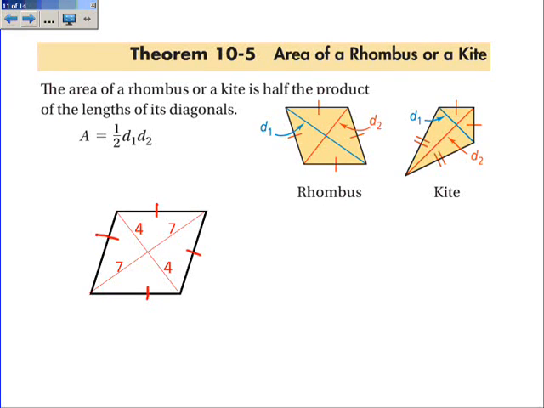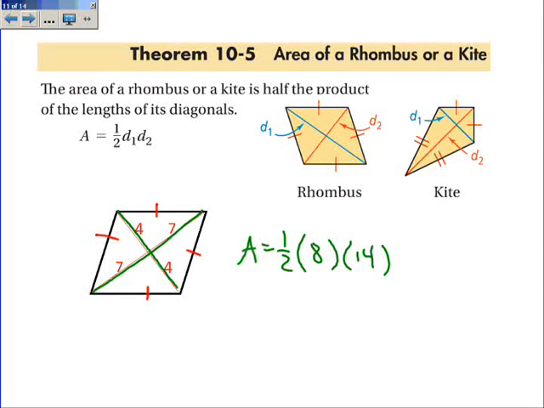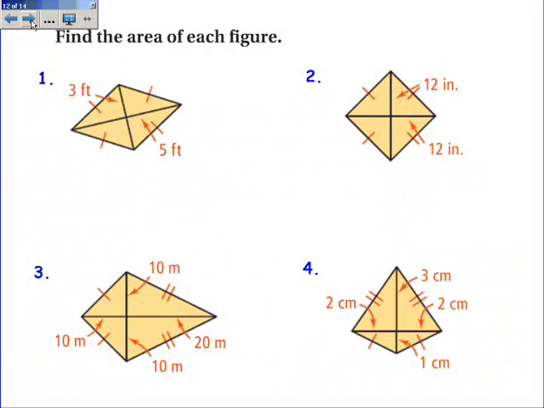Okay, one diagonal is 8. So the area is going to be 1/2 times 8 times the other diagonal of 14. Okay, so I do 8 times 14 divided by 2, and I get 56. Okay, I don't have a unit, so it's square units, but the area is 56. Okay, let's try a few more examples like that.